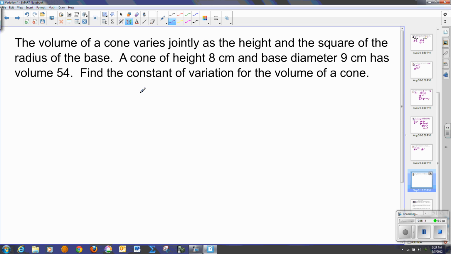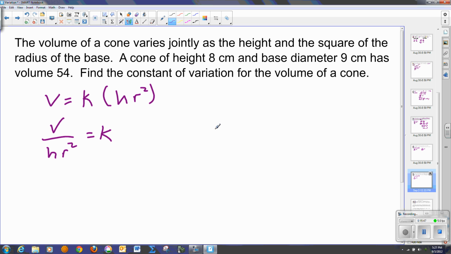Next, because the volume varies jointly as the height and the square of the radius of the base. So once again, volume varies jointly. That's a direct variation of a product of the height and the radius squared. And again, we're trying to find the constant of variation. So V over HR squared is equal to K.